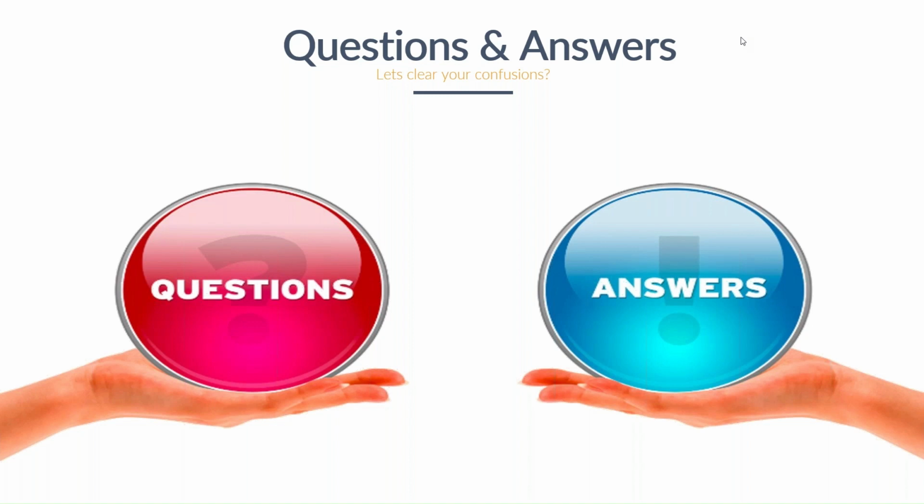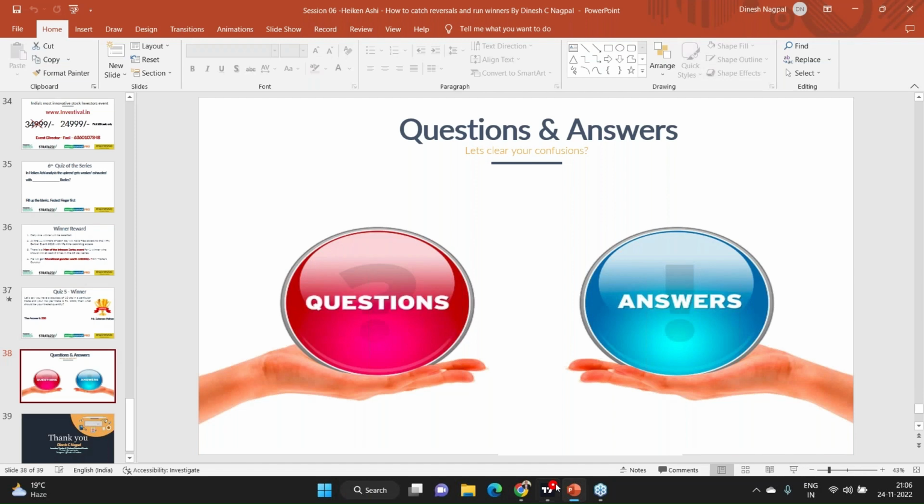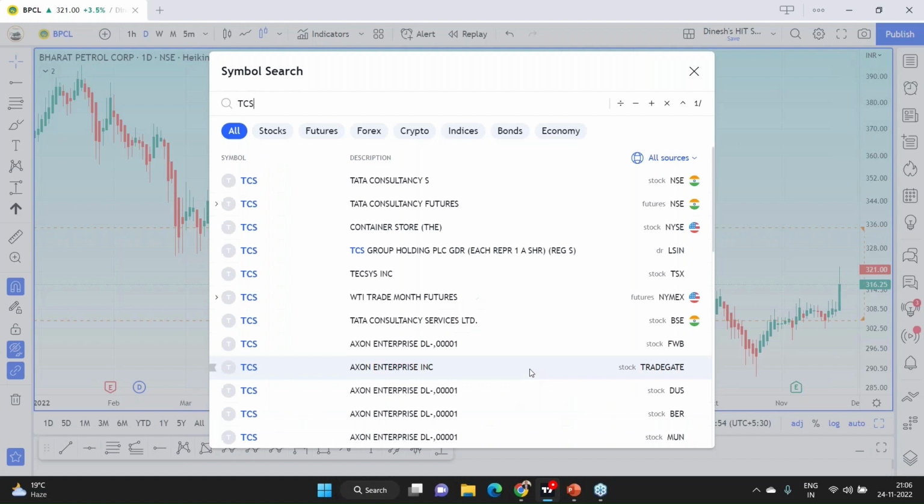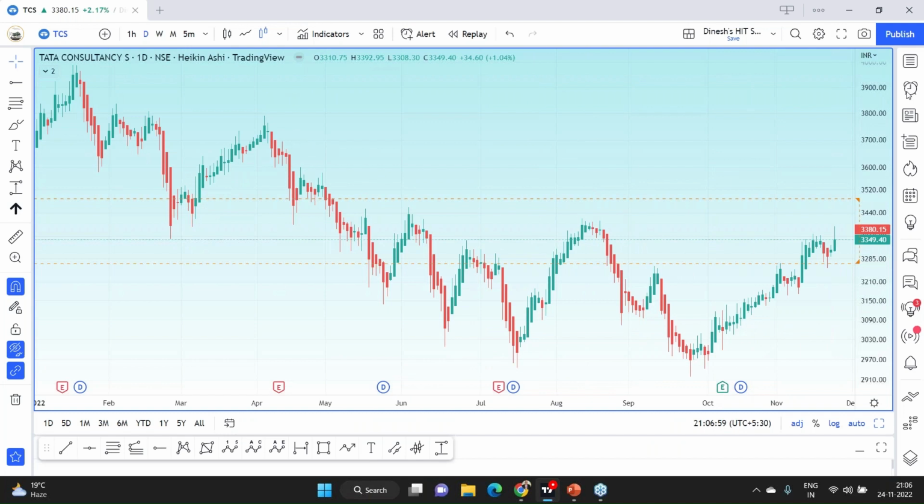Great. One question from Mr. Malikarjun. He's asking you to show an example of the reversal entry point in TCS on the daily chart. Okay. TCS in daily chart. Right, so I'll just draw from here. Sir, can you please zoom it? Yeah, I'll do that. One second. One minute, no problem.